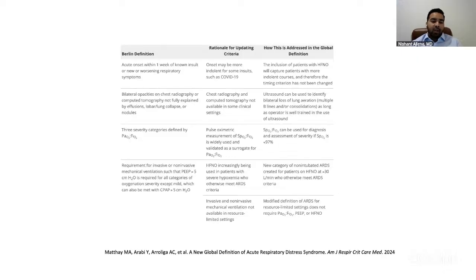And the previous requirement of invasive or non-invasive mechanical ventilation with PEEP greater than 5 has also been removed, considering the fact that you do not have this sort of equipment available in a resource-limited setting, and also because of the fact that we are increasingly using high-flow nasal oxygen in patients with ARDS. And this basically led to the creation of a new category called the non-intubated ARDS category.